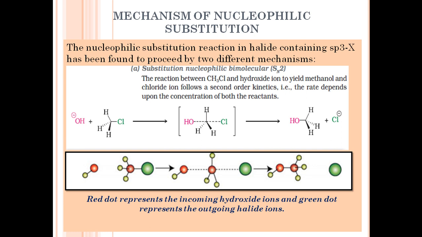The methyl chloride and the OH group react with each other, it will form an intermediate, and as soon as it forms, it will convert into methanol, and the chloride group is the departing group, or we can say the leaving group. Here a diagrammatic representation of this reaction is also there. In this you see the red dot represents the incoming hydroxide ion and the green dot represents the outgoing halide ion.